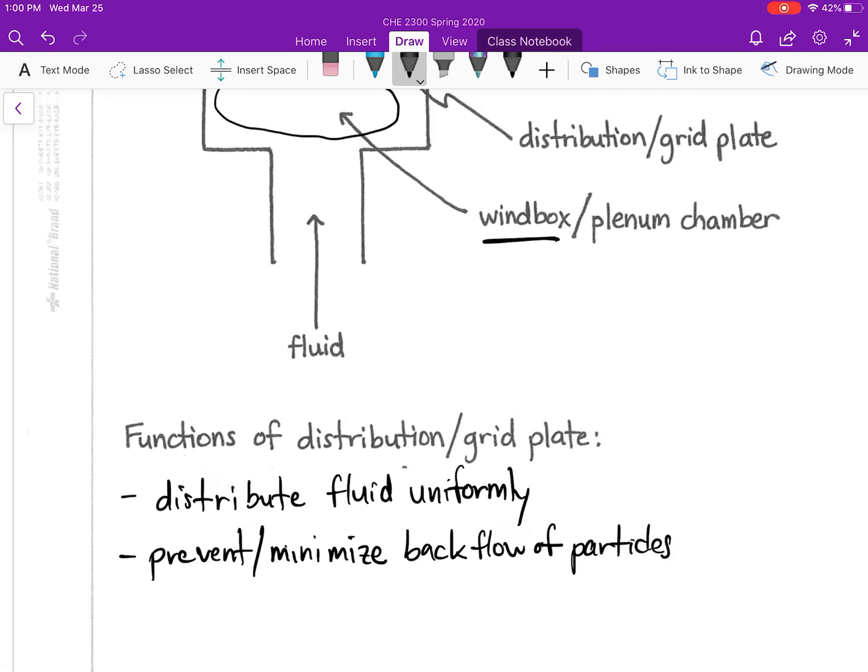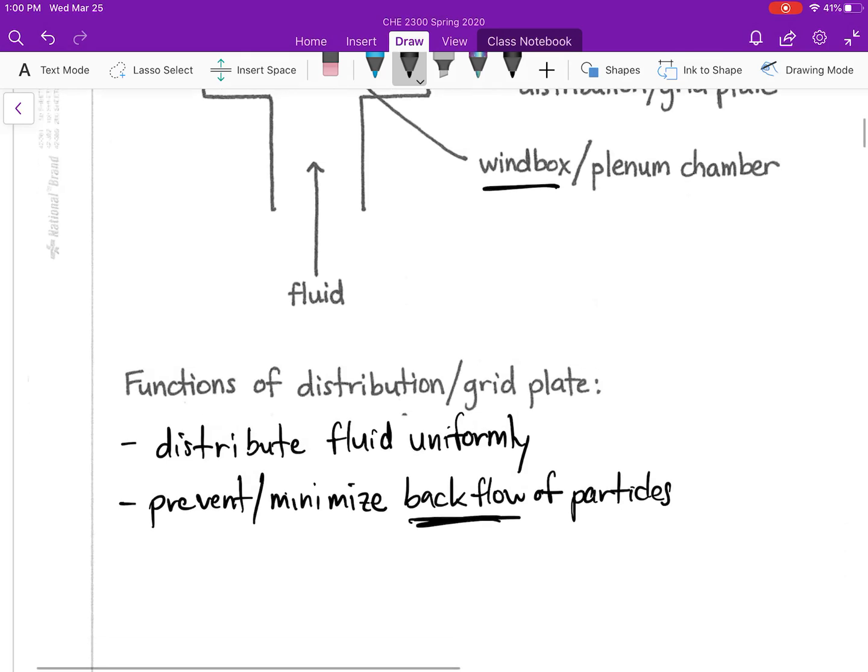As my bed becomes fluidized, those particles begin circulating above that distribution plate. And if I didn't have that distribution plate there, there's a chance that my particles could fall to the bottom of my column or have backflow of those particles.